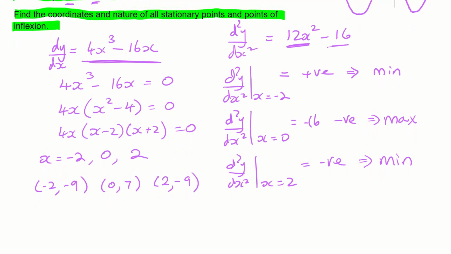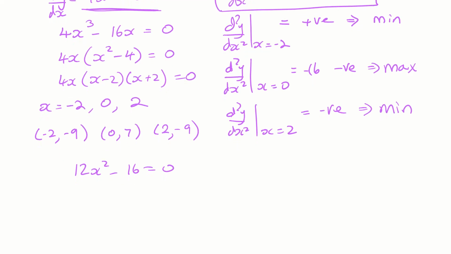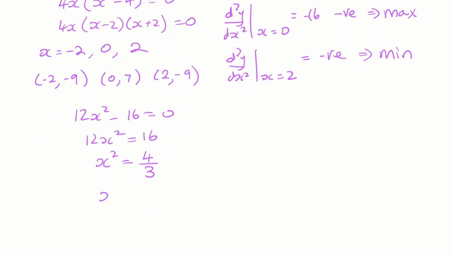To find those, we're going to look at d2y/dx squared being 0. So that's 12x squared minus 16 equals 0. Well, that will give us 12x squared is equal to 16, so x squared is 16 over 12, or 4 on 3. So x will be plus or minus 2 on root 3, which we really should write as 2 root 3 on 3, rationalizing the denominator.